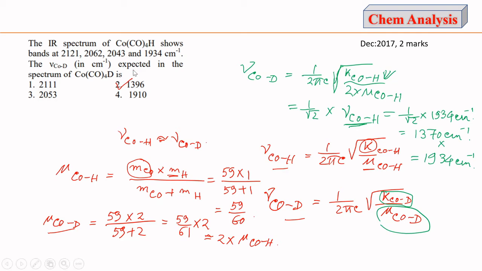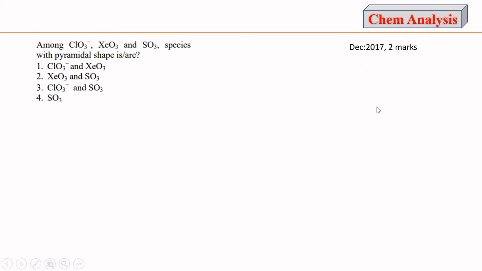So let's see another question. Here we have to identify, it is a very simple question from valence bond theory, the pyramidal shape of the given species.